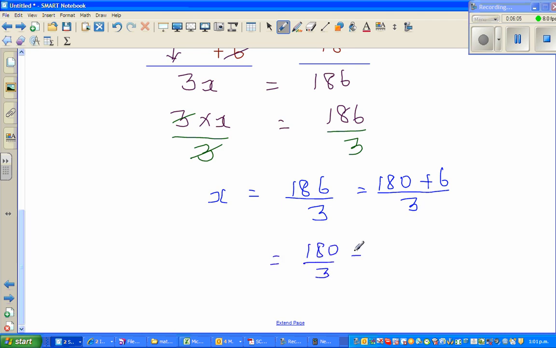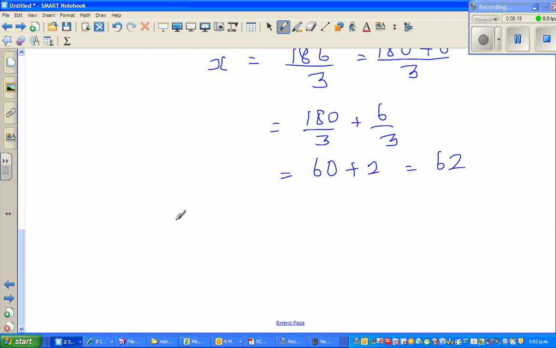I'm also showing you one strategy of dividing. I know 180 divided by 3 is, I know 18 divided by 3 is 6. So 180 divided by 3 should be 60, plus 2, which is 62. So my answer is x is equal to 62.